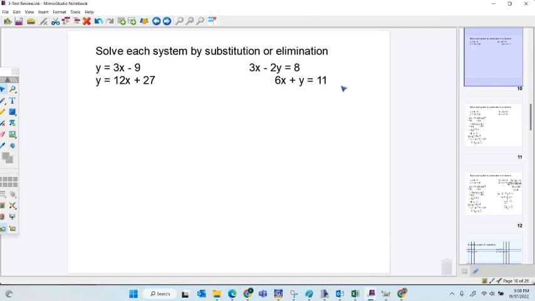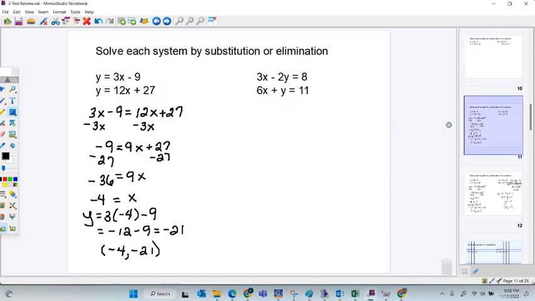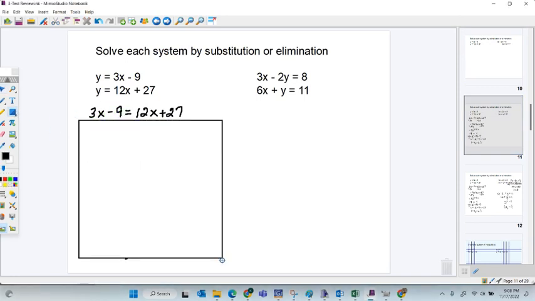Okay, solving by substitution or elimination. Yesterday you practiced that a lot. This one, since the y's are already there, probably the easiest thing is to just substitute in. So in other words, this gets substituted in here, and then you follow your algebra to solve it.